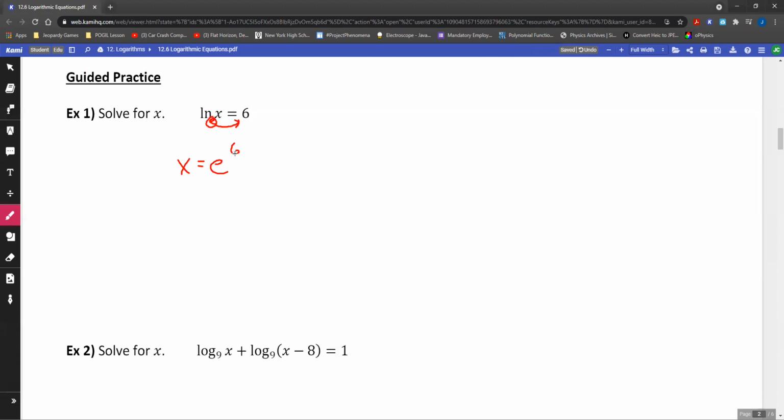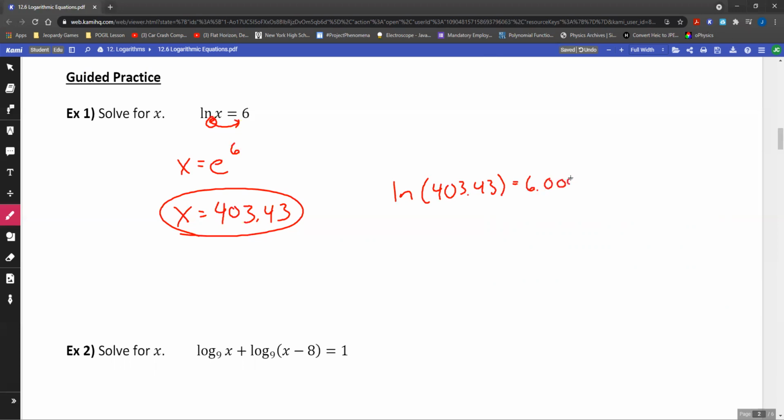This time I actually have to plug this into the calculator. A lot of the other math you could probably do with a simple one, but you really need to be able to do this. You won't be able to do this by hand. So we end up getting that x equals 403.43. Again, we can type this in, ln of 403.43, and we get that this is equal to 6.123452991. So yeah, this is essentially equal to 6.